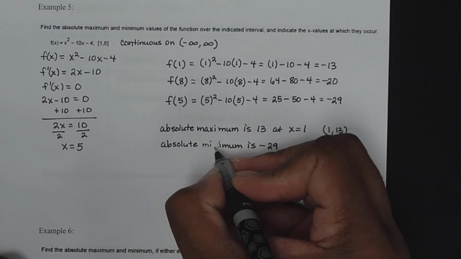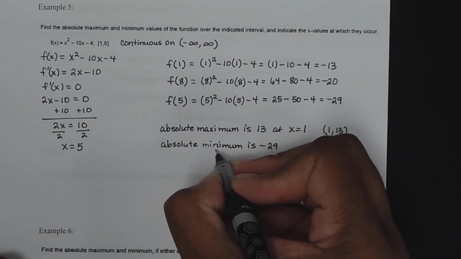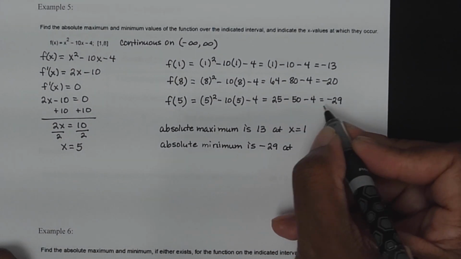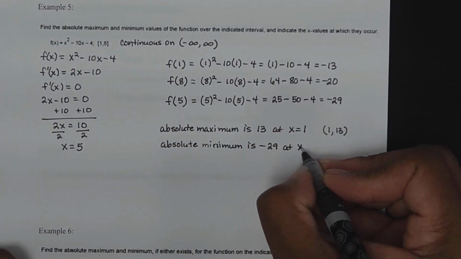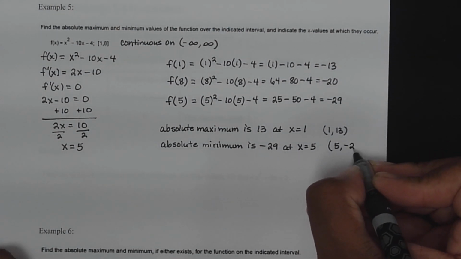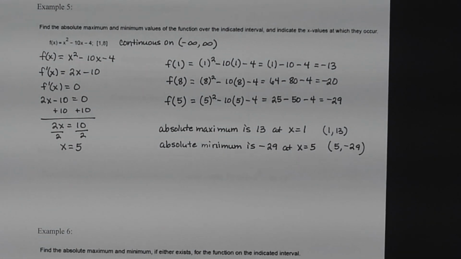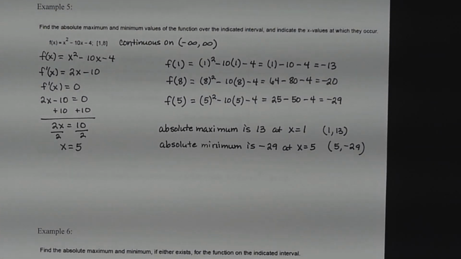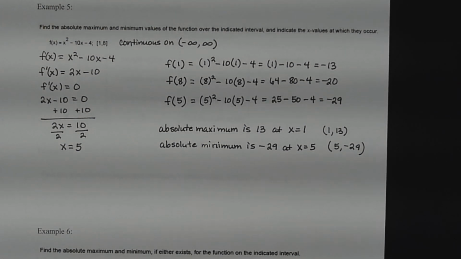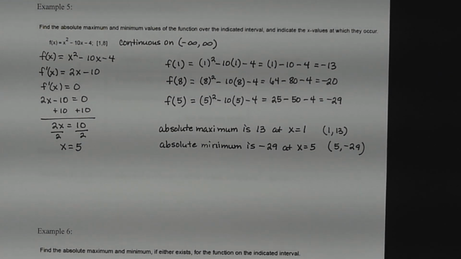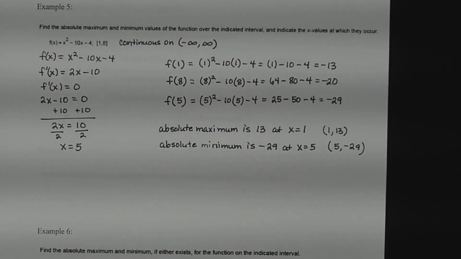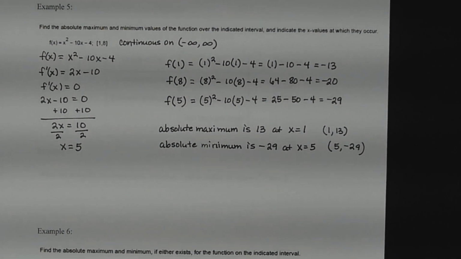So the absolute minimum. Here you go. Absolute minimum is negative 29. It occurs at the x value of 5. Sometimes they write (5, negative 29) as your absolute minimum. Okay? So that's how we find the absolute maximum and the absolute minimum using that procedure that I gave you.